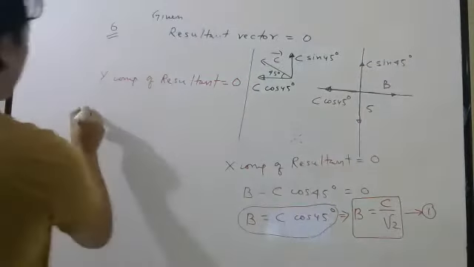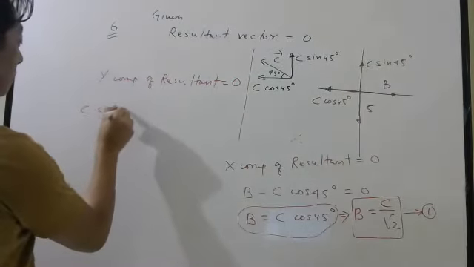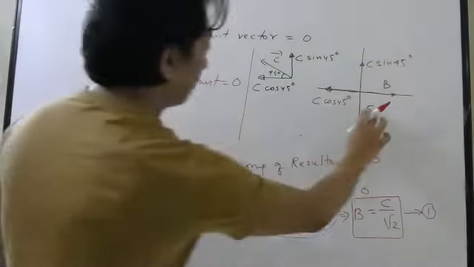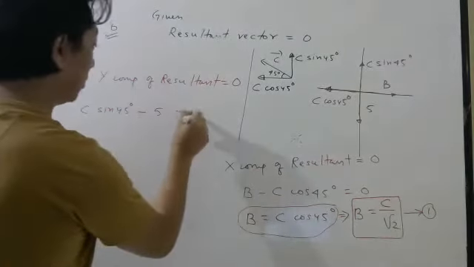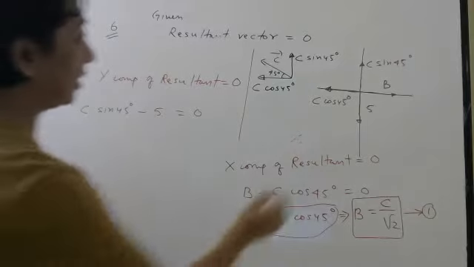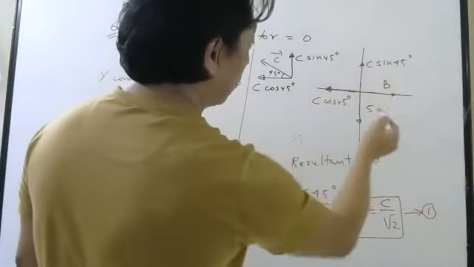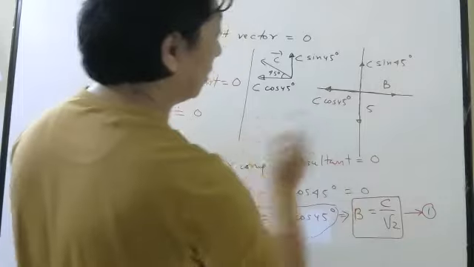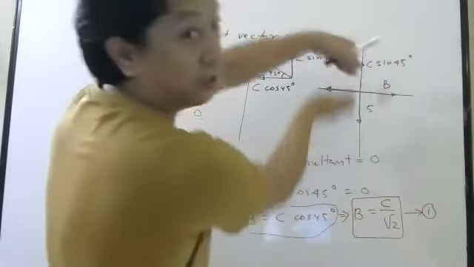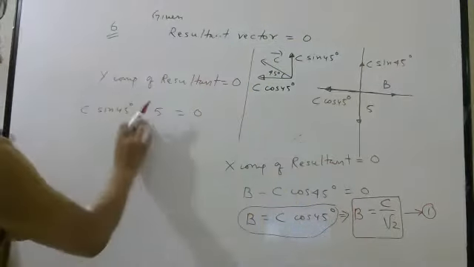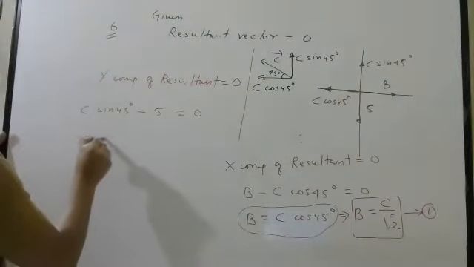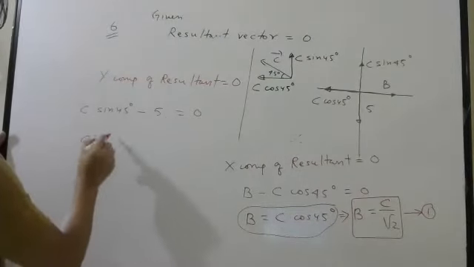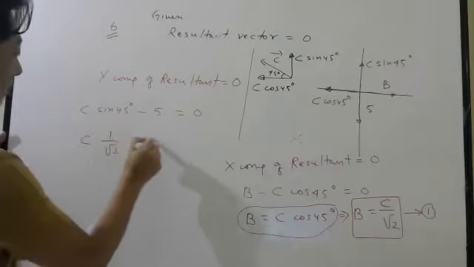C sin 45 minus 5. That should also be 0. Or you can directly say this should be equal to this. In magnitude, the direction is already opposite, you can see. That means if you take minus 5 to this side, C sin 45, which is 1 by root 2, should be equal to 5.